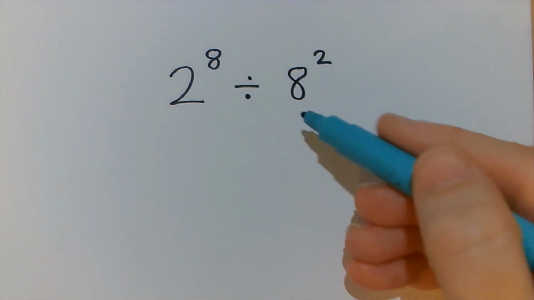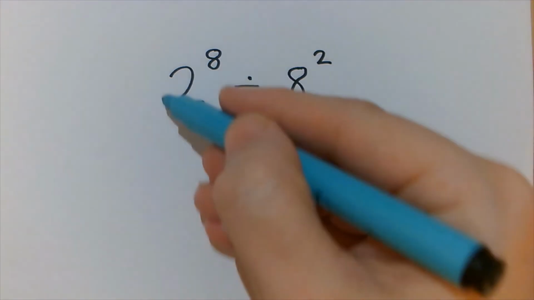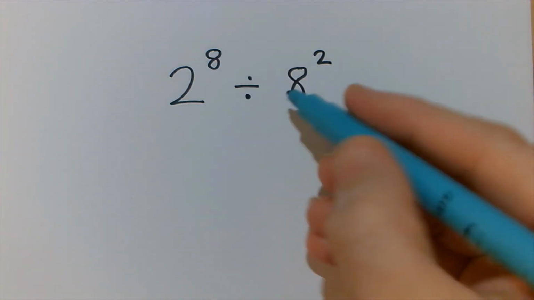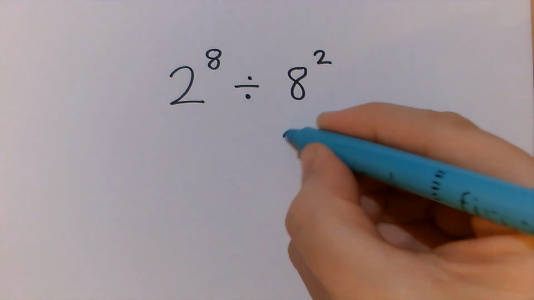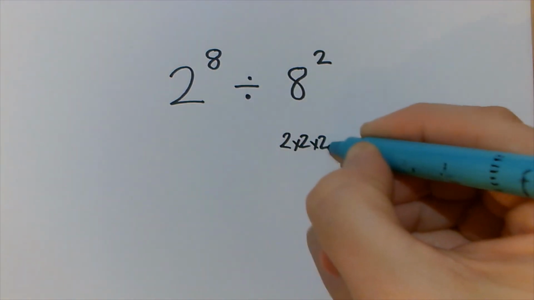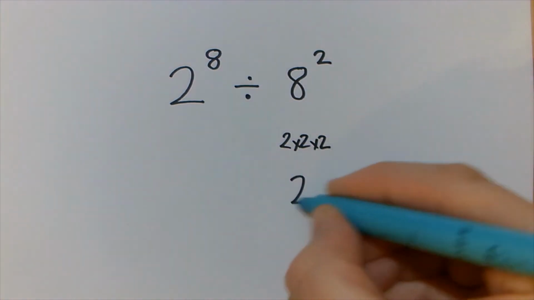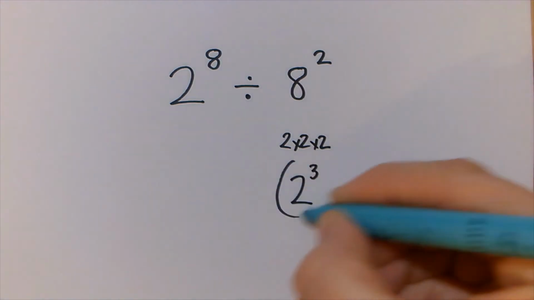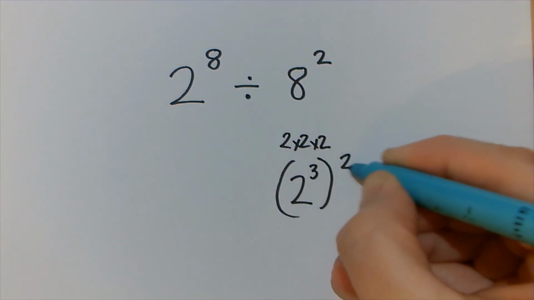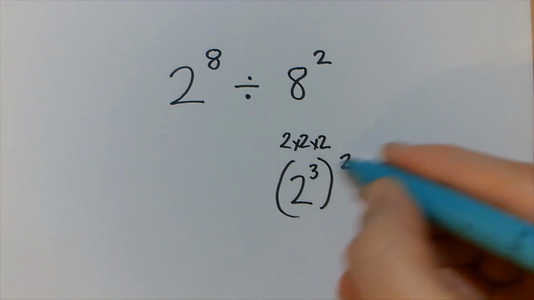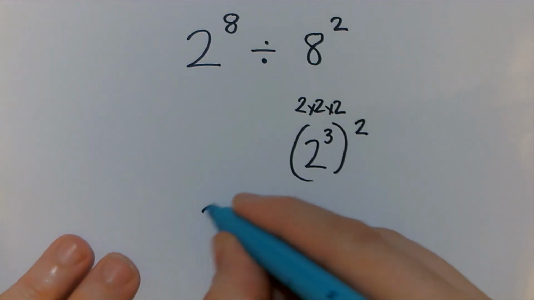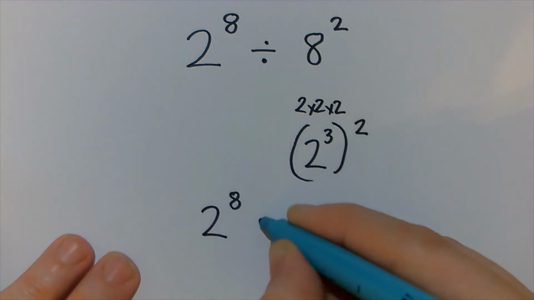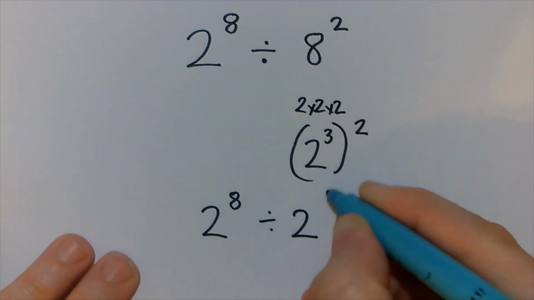Okay, so I'm going to go straight with the big boys and girls way. This is 2 to the power of 8. And the other day we learnt that 8 was actually 2 times 2 times 2, which is 2 cubed. 2 to the power of 3, all to the power of 2. And that is 2 to the power of 6. So actually, we've got 2 to the power of 8 divided by 2 to the power of 6.